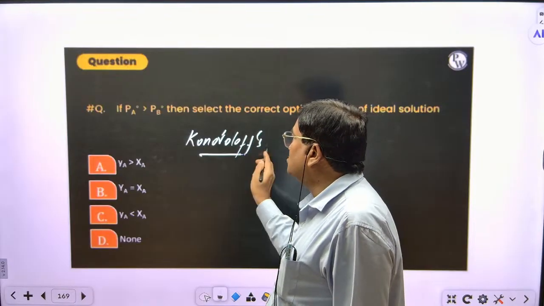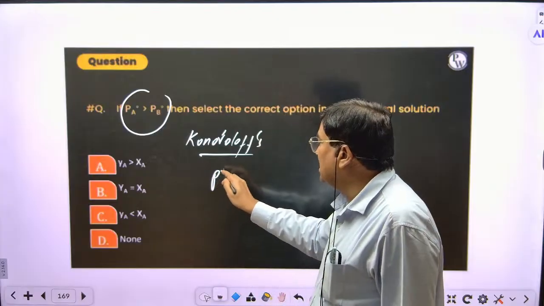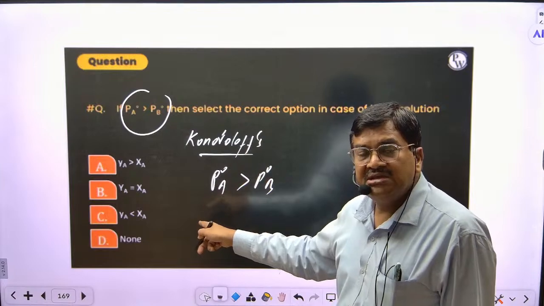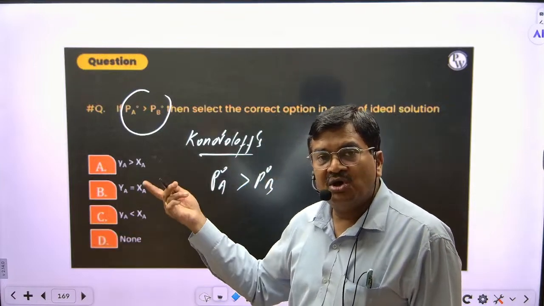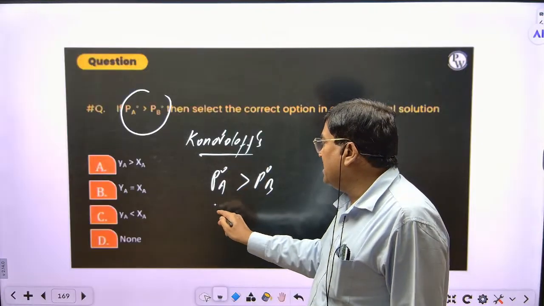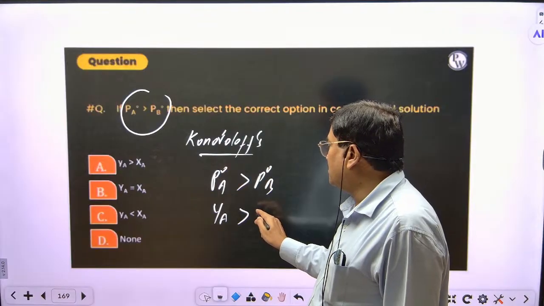Konowalow's rule says a liquid that is more volatile... See here, P naught of A is greater than P naught of B. That means who is more volatile, student? A is more volatile, no? The one that is more volatile will be more rich in what? Vapor phase. That means Y of A should be more compared to Y of B.